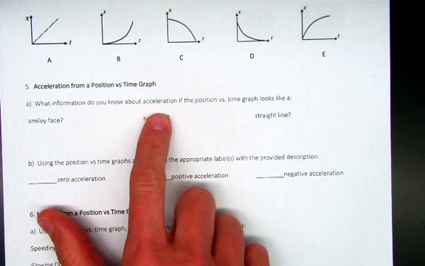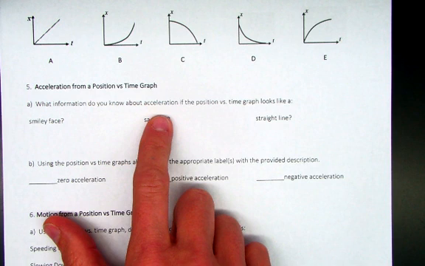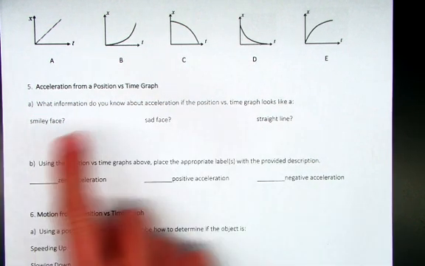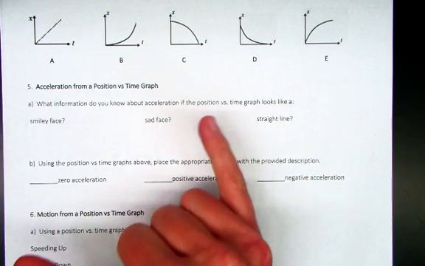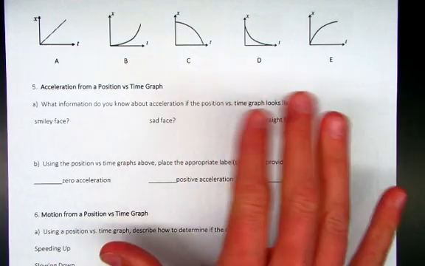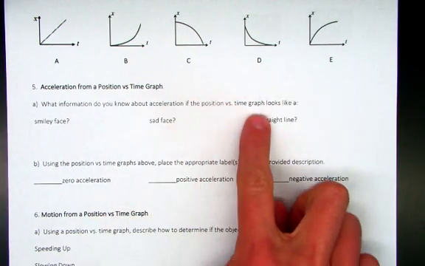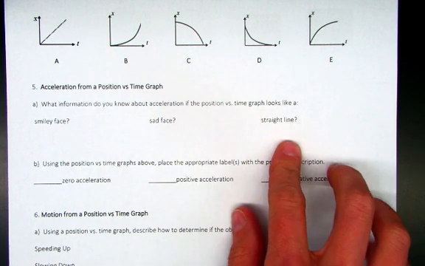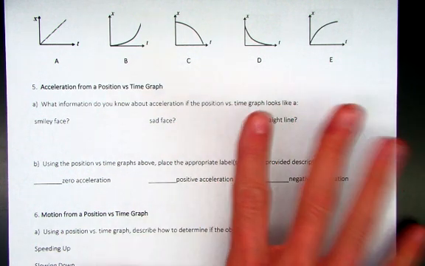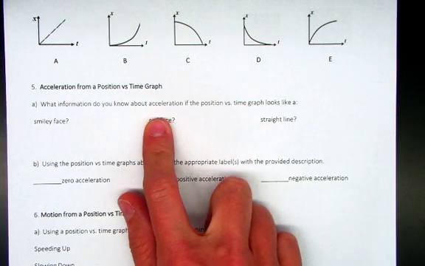What information do you know about acceleration if the position versus time looks like a smiley face, sad face, or a straight line? When you have a position versus time graph, this is not the same thing as velocity. And it turns out if your position versus time graph is curved, then that means your velocity is changing. And if your velocity is changing, that means you have acceleration.